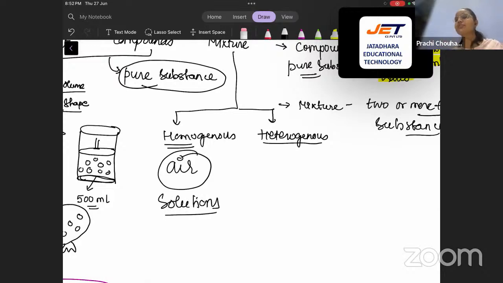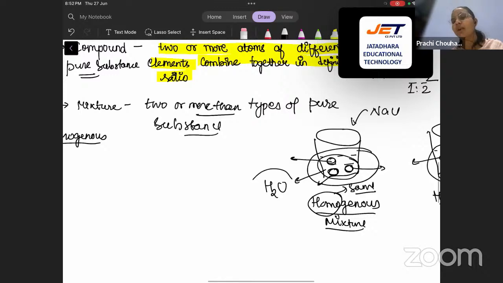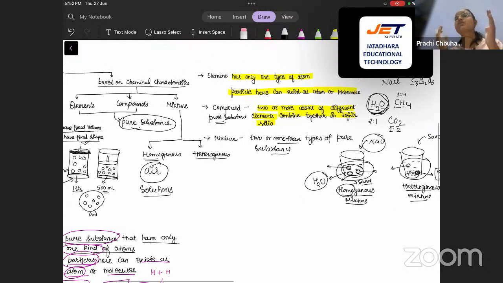So how do we define solutions? Solutions are the homogeneous mixture which may have one or more components. So whatever we are mixing together will be known as components. That is, here I was mixing water with NaCl. So both of these will be known as the components. So these are some of the basic things which you are supposed to know before going into the depth of other topics. That is, what is the matter?